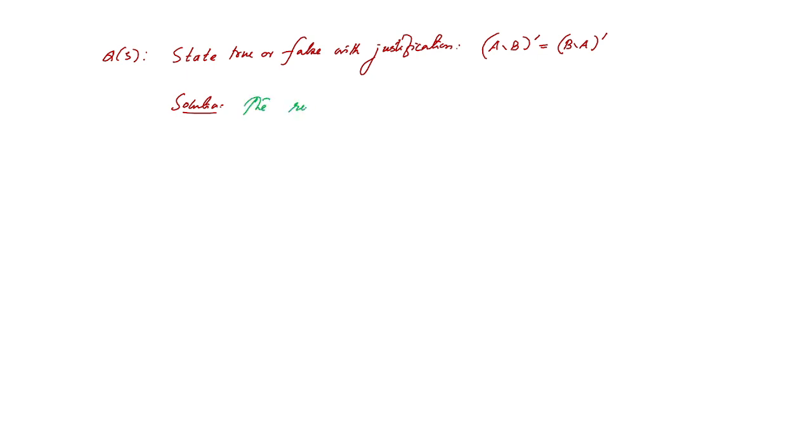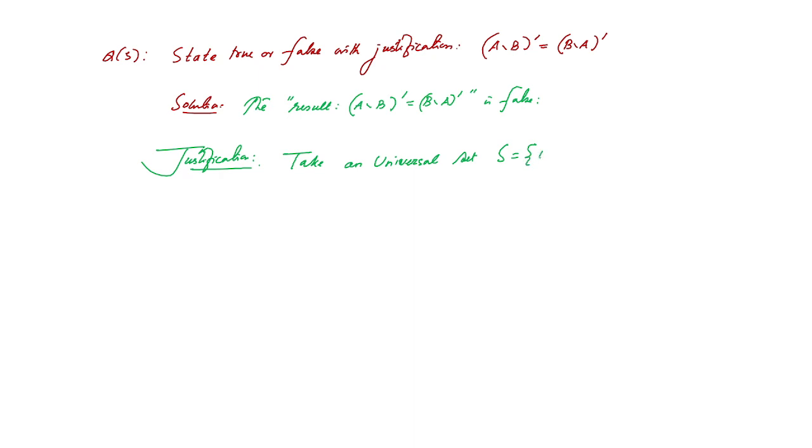So the result, for any two sets, (A minus B) complement equals (B minus A) complement, is false. Why is it false? We need justification. So what will be our justification? This result is false. So we just take a universal set, capital S equals {1, 2, 3, 4}. This is our universal set.